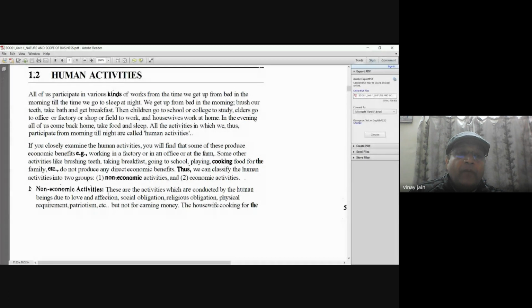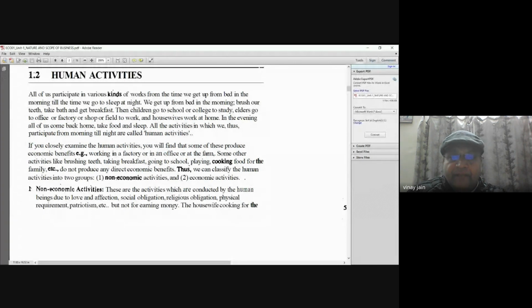So non-economic activity, as the name suggests, means the activity which has no relation with the economy, which has no contribution to the economy. These are the activities which are conducted by human beings due to love and affection, social obligation, religious obligation, physical requirement, patriotism, etc., but not for earning money.